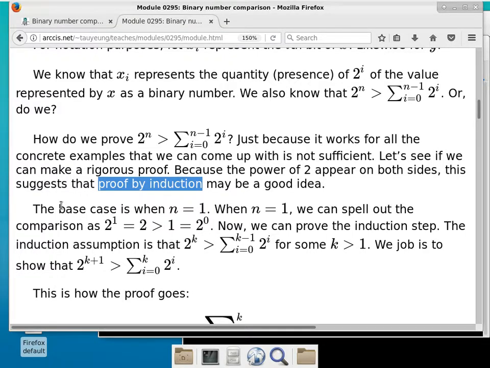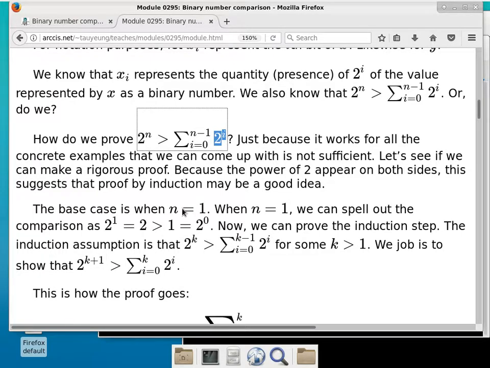There's the base case, which basically means give me one instance where the theorem holds true. One single instance of n where the theorem is true. So let's take a look at the case when n equals 1. When n equals 1, this is 2 to the power of 1, which is 2, right? On this side, we only want to sum from i equals 0 to n minus 1, but n is 1 already, so this is also 0. So we only want to deal with 2 to the power of 0 on this side. This sigma only has one single term, which is 2 to the power of 0, which is 1. 2 is greater than 1 is true. We have just proven the base case of proof by induction.